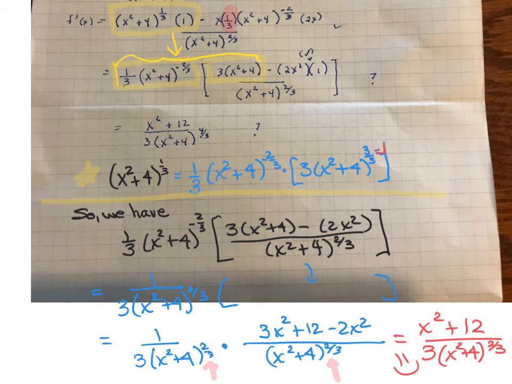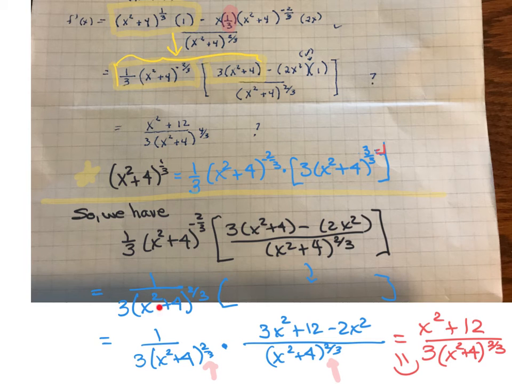Now on the inside, go ahead and multiply these guys out. When you multiply them in as distributing, you get 3x squared plus 12 minus 2x squared, which gives you that numerator. And so our numerator looks great at this point, so that's where this is coming from. The denominator, because this is the negative 2/3, we're going to bring it to the denominator. The exponent gets positive because it moved in the fraction.